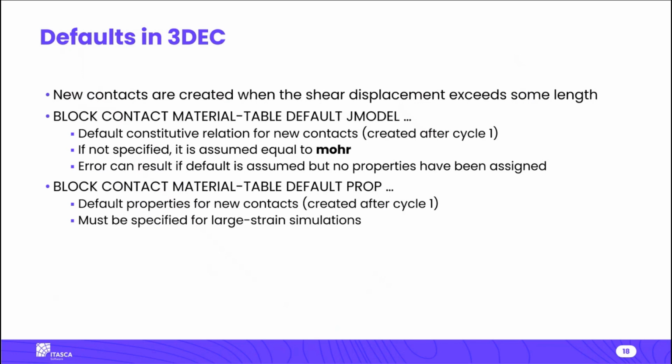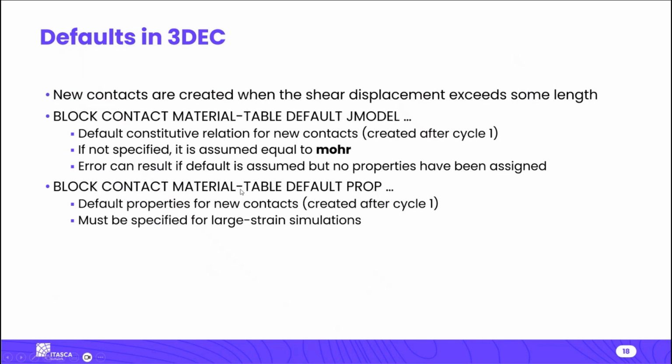However, we always need to give some sort of default. So if anything comes into contact with anything, what is its properties and what is its constitutive model? The second bullet point here allows you to set different constitutive models when things come into contact. Generally, you don't need to do this. By default, it will assume that any new contacts that form will have the Mohr-Coulomb model. So you don't actually need to specify it.